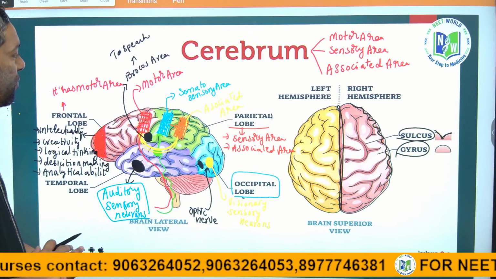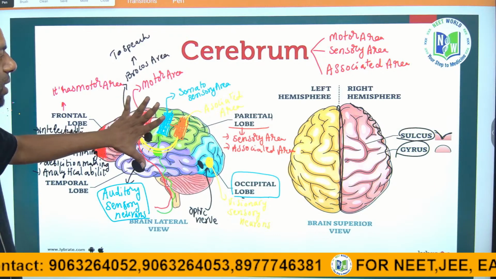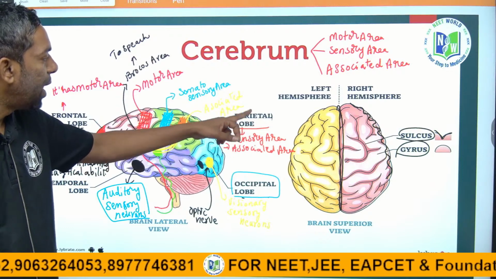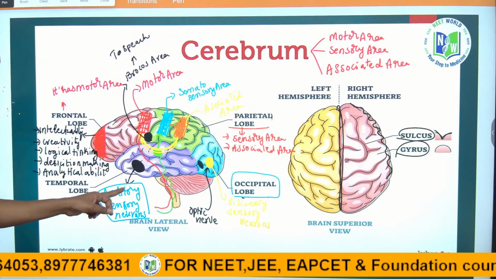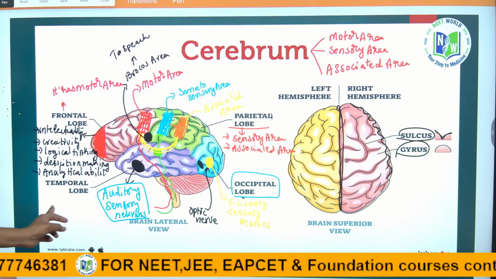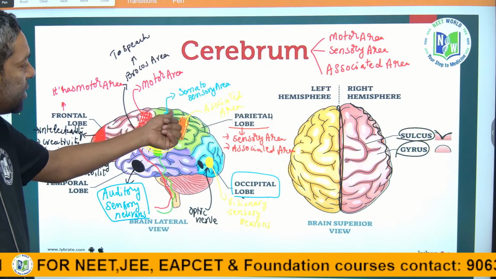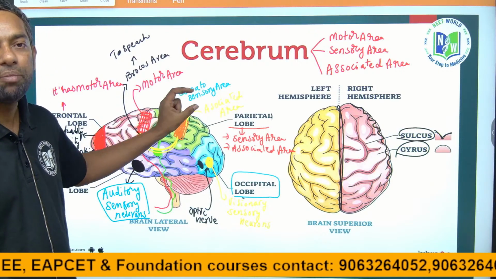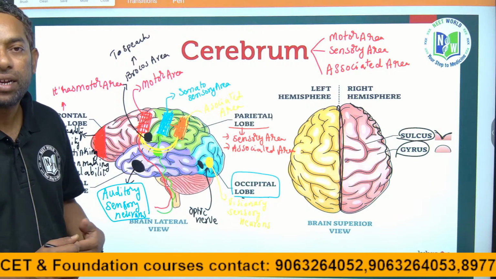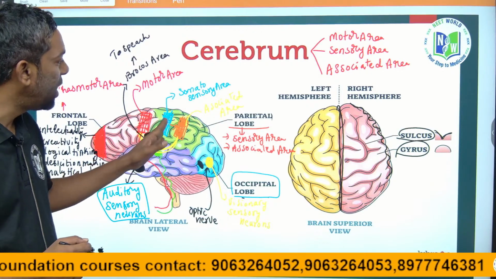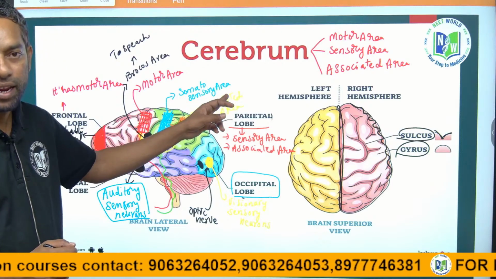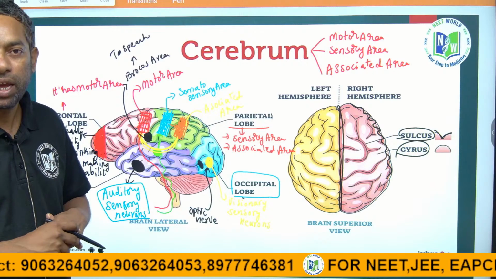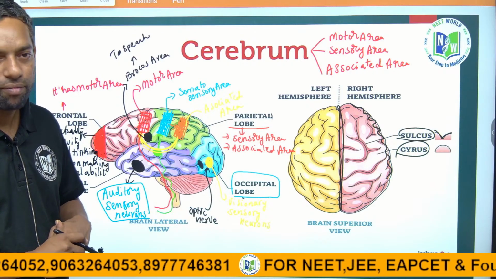Guys, listen carefully. This cerebral hemisphere has 4 lobes: the parietal lobe, frontal lobe, occipital lobe and temporal lobe. In the parietal lobe there is a somatosensory area, which captures the signals from the sensory neurons, and beside that there is an associated area. It always decides what to take and what not to take for the action.